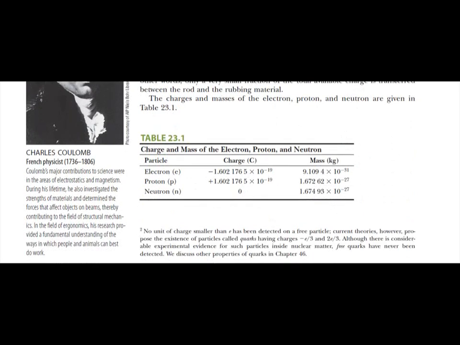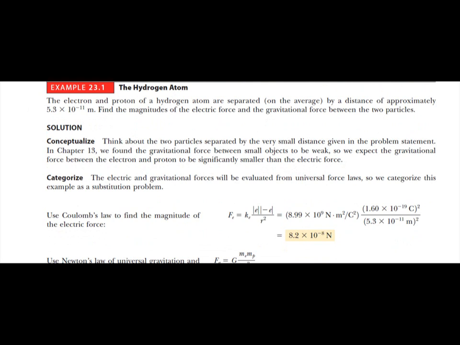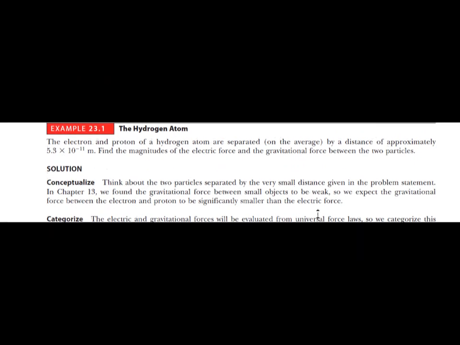So here is a short table showing you the mass and the charge of an electron and a proton respectively, and you can use that to calculate the following example. You can just pause the video and calculate it. The electron and proton of a hydrogen atom are separated by a distance of approximately 5.3 times 10 to the power minus 11 meters. Find the magnitudes of the electric force and the gravitational force between the two particles.